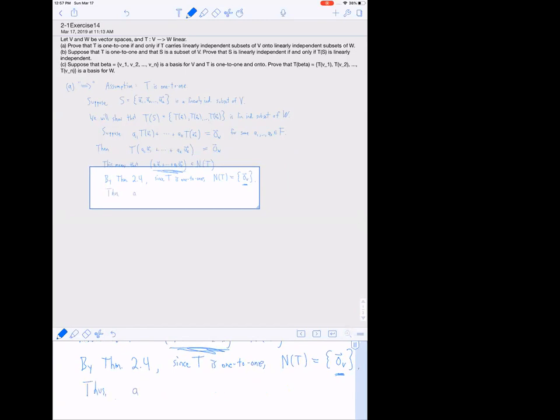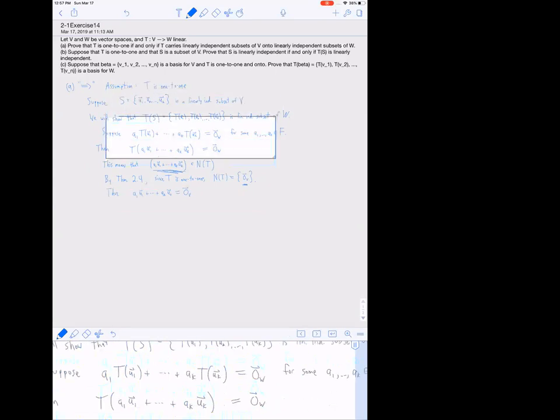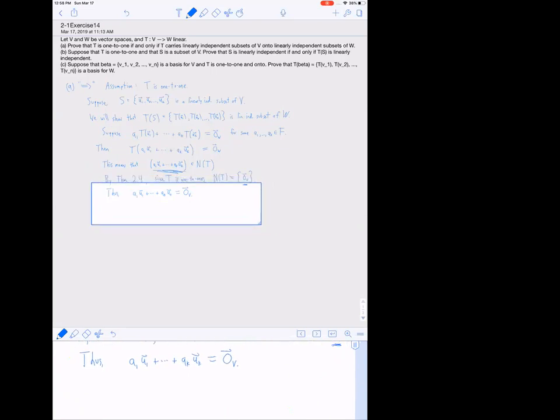Thus, A1U1 summed through AKUK is now equal to the 0 vector from V, and that's useful because we know that S is linearly independent, so the only way that we can get 0 as a linear combination of these vectors U1 through UK is the trivial way. Since S is linearly independent, each of these coefficients must be 0.